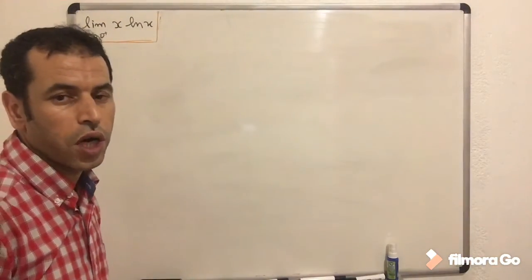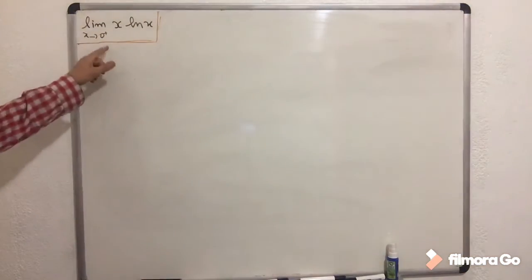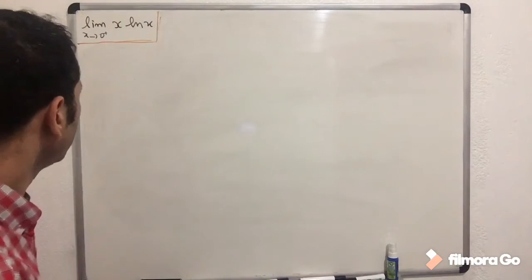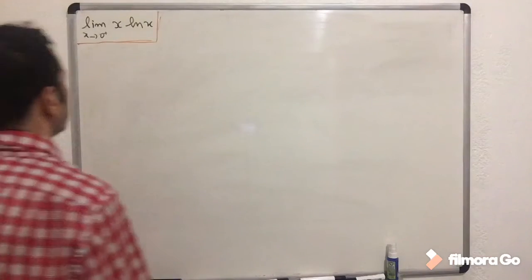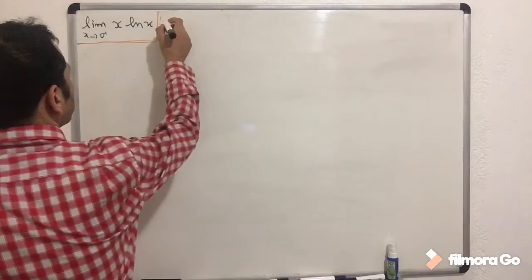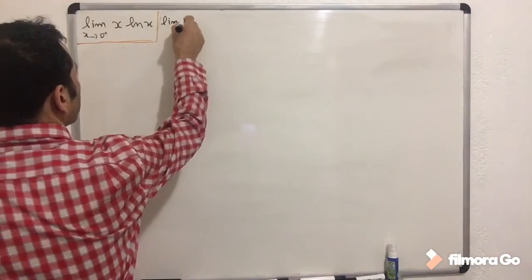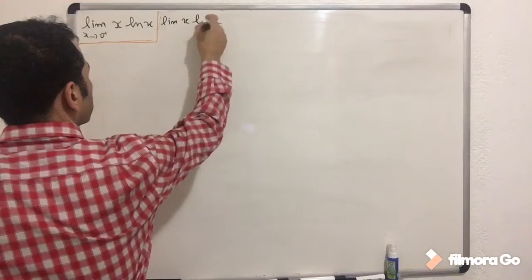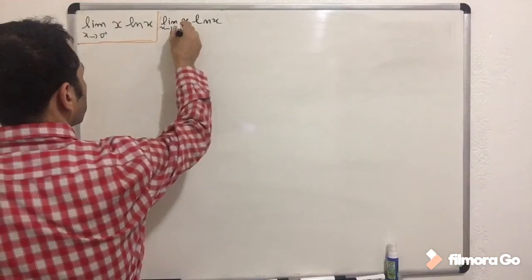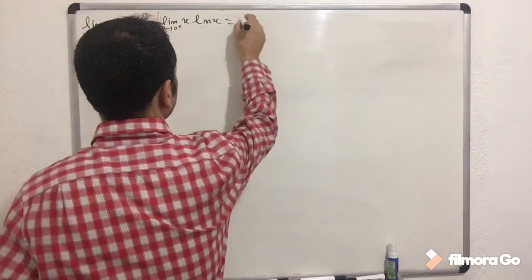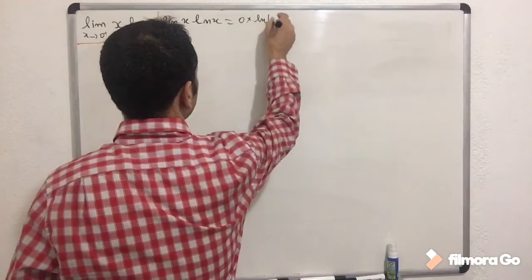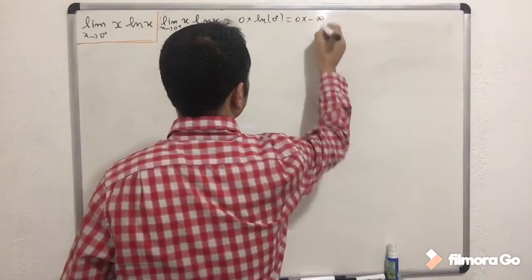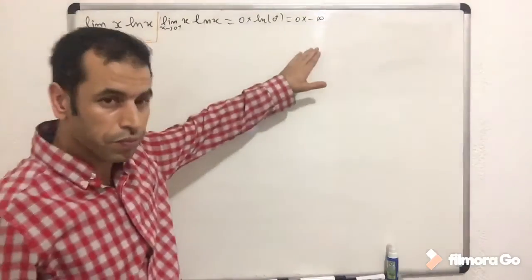In today's video, we are going to evaluate this limit as x approaches 0 from the right-hand side. We have x multiplied by natural log of x. Let's evaluate this limit by plugging 0 into x. The limit of x ln x as x goes to 0 from the right-hand side is 0 multiplied by natural log of 0 from the right-hand side, which is 0 multiplied by minus infinity. This is an indeterminate form.